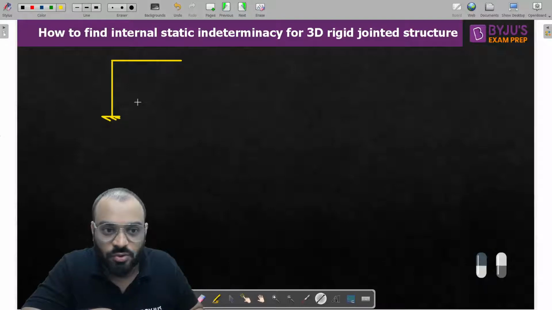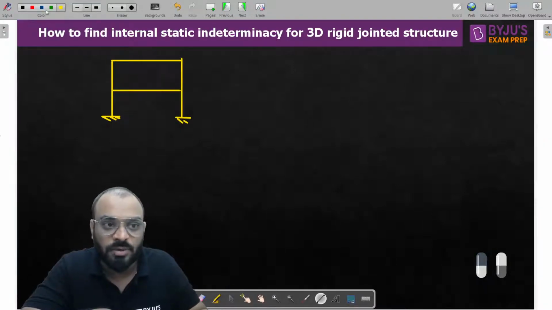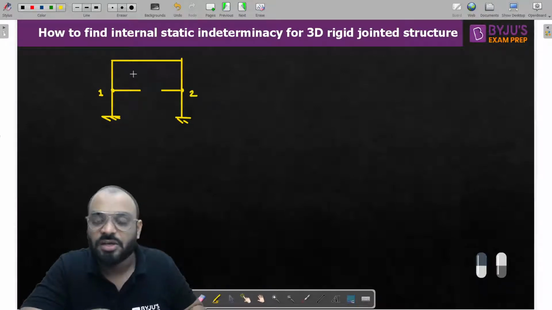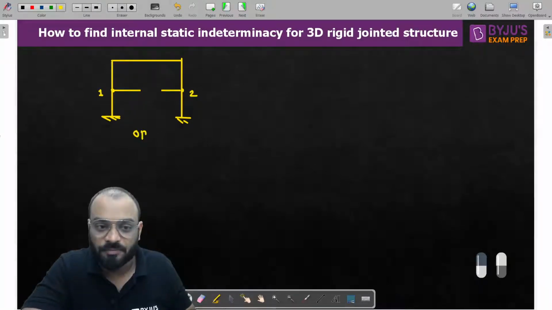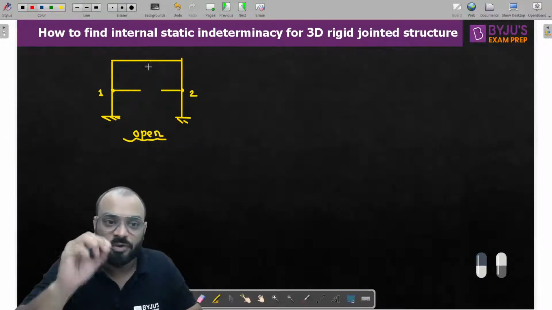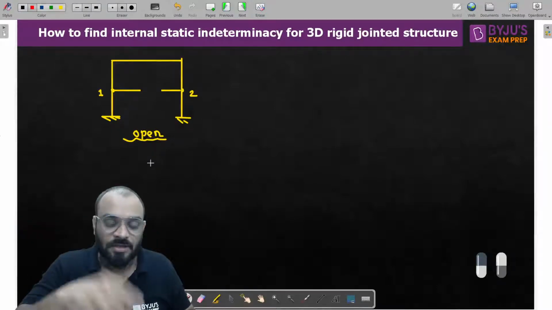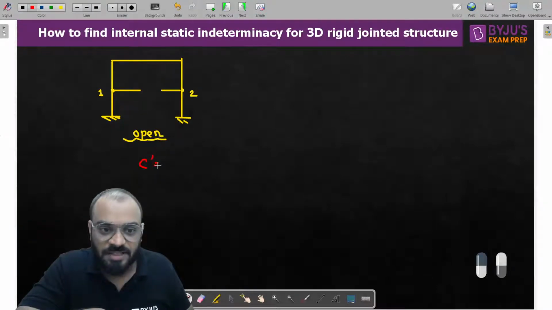Let us suppose this is a closed structure, and you know that in this case we have multiple paths to move from point number 1 to point number 2. If I cut this particular member at this location, you can understand, guys, now I will have only a single path to move from point number 1 to point number 2, or point number 2 to point number 1. Now the structure has become open. Now tell me, guys, how many cuts have you put in this particular structure to make it open? 1. So can I write here, guys, it is nothing but our C dash, which is 1.